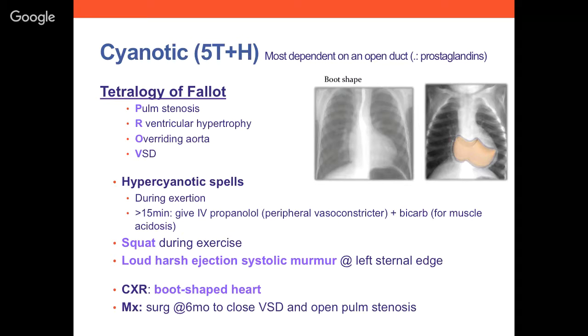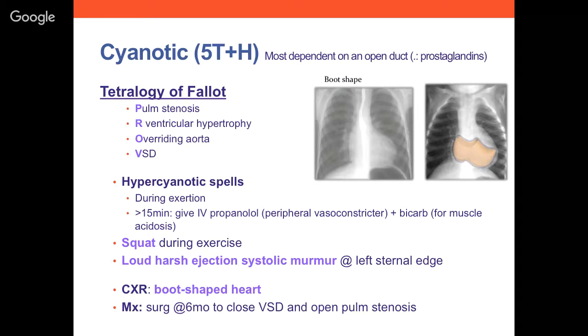The other thing they get is a loud, harsh ejection systolic murmur at the left sternal edge. On the chest x-ray, they're going to have a boot-shaped heart. I don't know how that looks like a boot, but that's the buzzword. And generally you do surgery to fix it. Cool? Yeah?